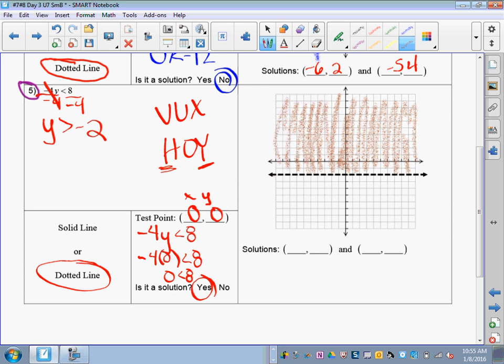It looks like a crayon. Owen. So again, since 0, 0 is a solution, I shade that side of it.